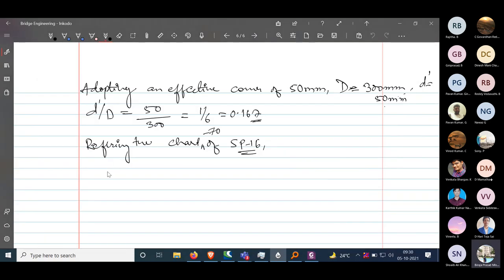So here we can write, for tension and bending. Okay, read out the values.